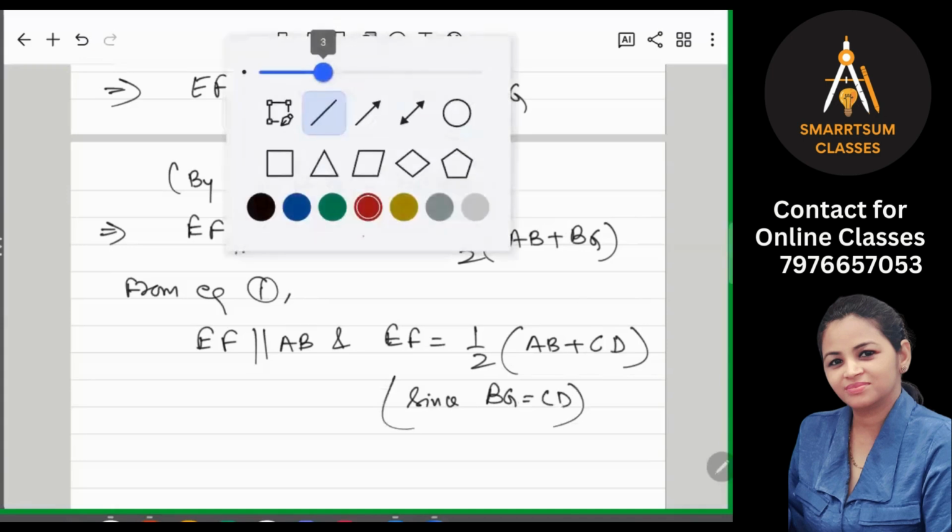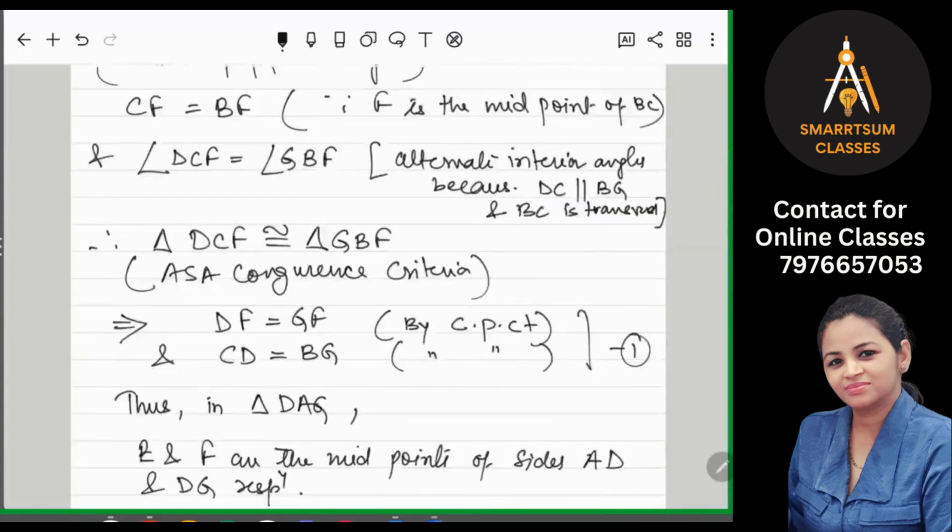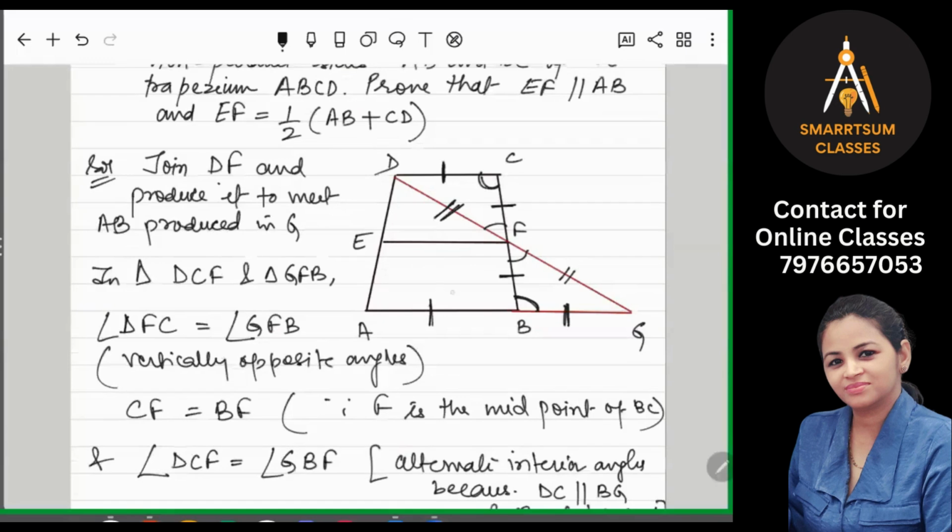So in this way, we have proved that EF is parallel to AB and equal to half of AB plus CD. So we have proved this one. I hope you're getting this. Please note it down.